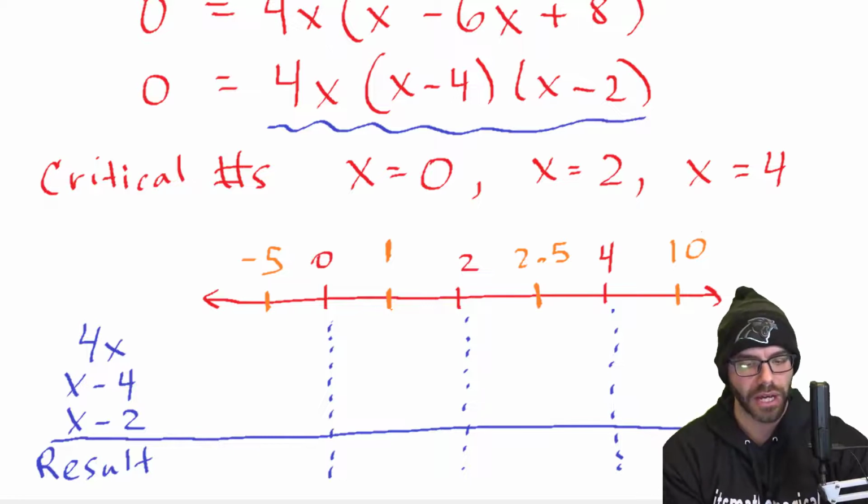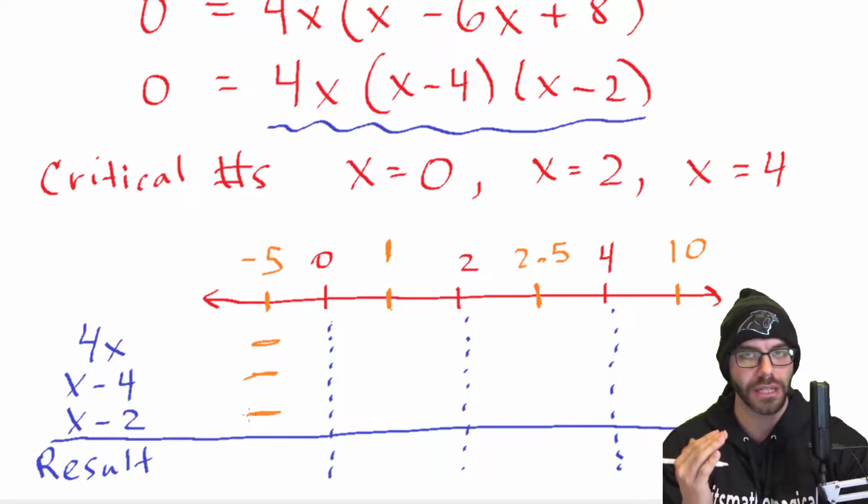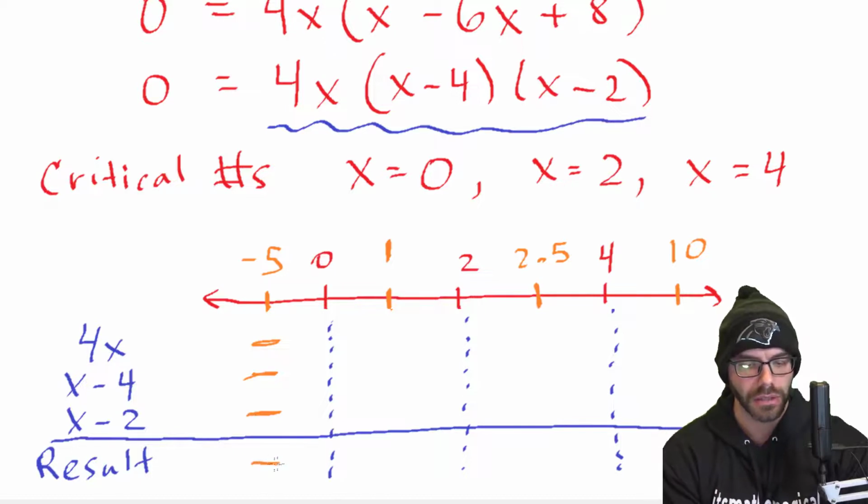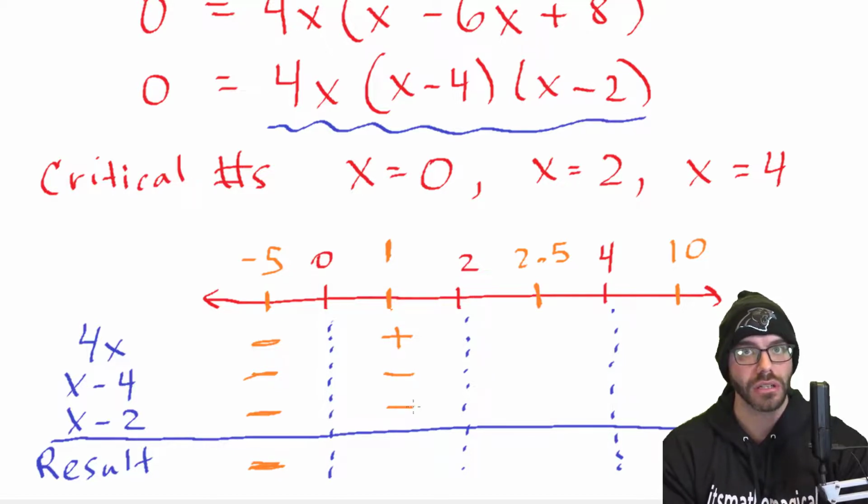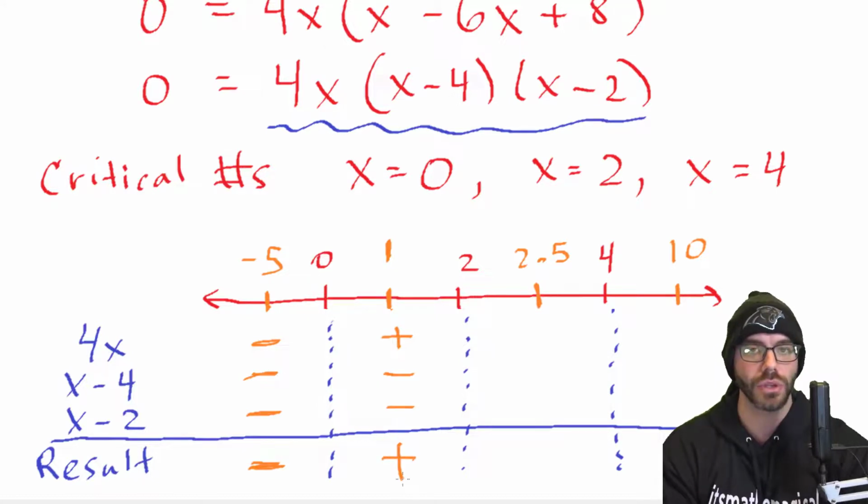So if I take negative 5 and plug it into 4x, that's negative 20 exactly, but we just care that it's negative. Negative 5 minus 4 is negative. Negative 5 minus 2 is negative. And now think, these are factors, so if I take 3 negatives and multiply them together, that will give me a negative result. Now do the same thing with all the other orange numbers. So take 1, plug it into each of these. So you have positive there, negative, negative. Now we have an even number of negatives being multiplied together. So 2 negatives multiplied together is a positive times another positive, give me a positive result.